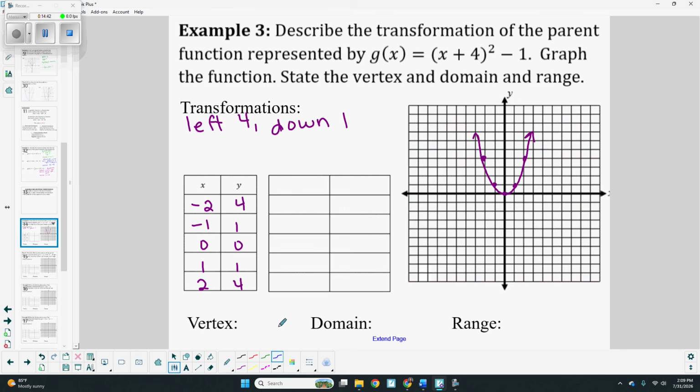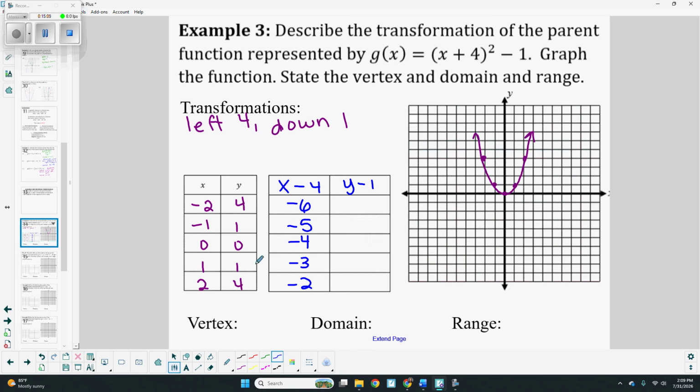All right. So if this was x +4, what I'm going to do here is I'm going to do x -4, right? X's always get the opposite. And on the outside, I had -1, so what I'm going to do is y minus 1. I'm going to take all the numbers that were in my x column, and I'm going to take 4 away from them. So -2 minus 4 is -6. We get -5, -4, -3, -2.